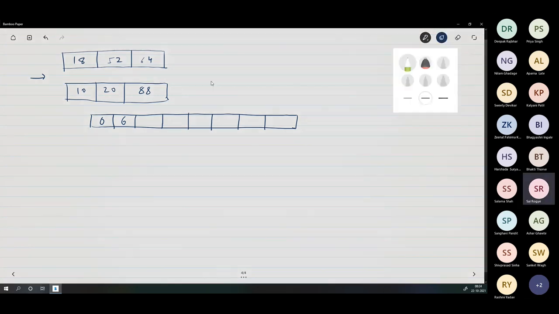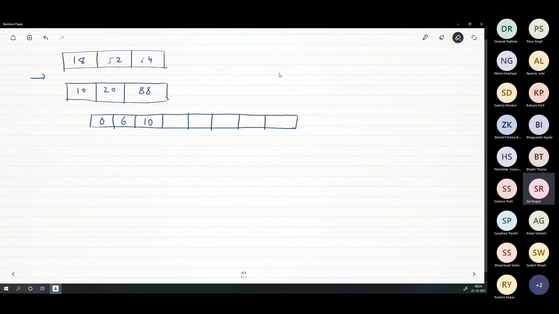Then we'll compare 18 to 10. Okay. What goes away? We'll erase the 10. Right. Then 18 to 20. So we'll write 18. 18 goes away. Then we'll compare 52 to 20. Right. So we'll write 20. Okay. 20 goes away. Correct.